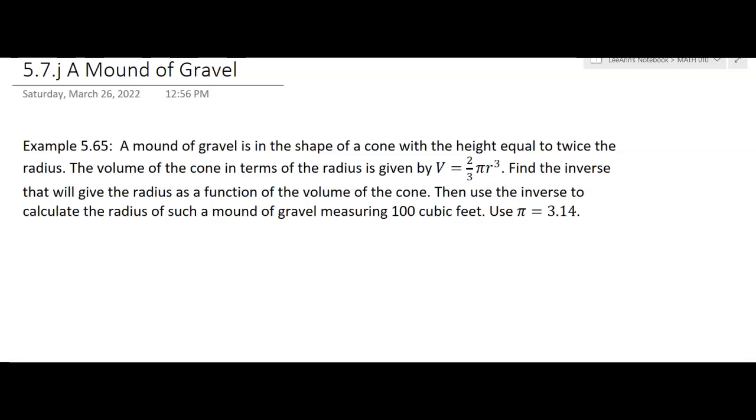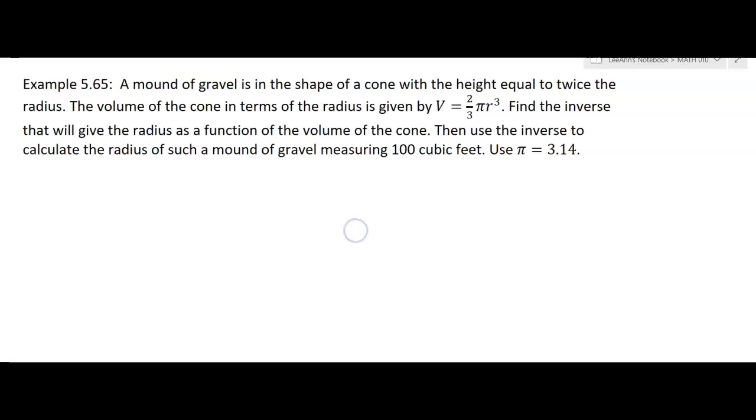Okay, so we're talking about a mound of gravel in this problem. So it's back to the cone that we did at the beginning. A mound of gravel is in the shape of a cone with a height equal to twice the radius. That's what we had before. The volume of the cone in terms of the radius is given by, and there's the function. Find the inverse that will give the radius as a function of the volume.